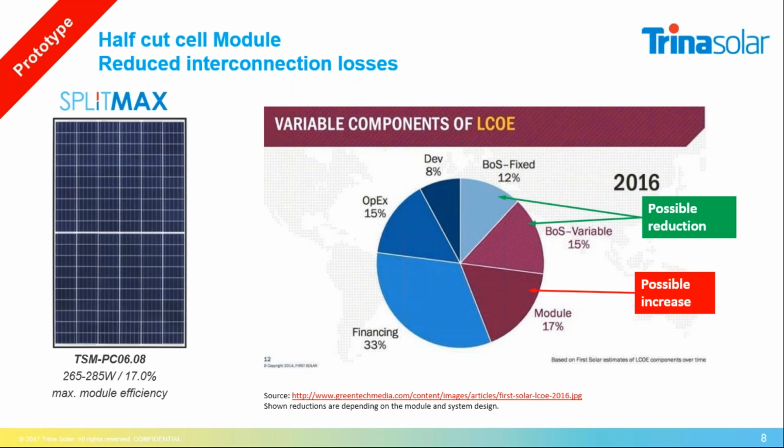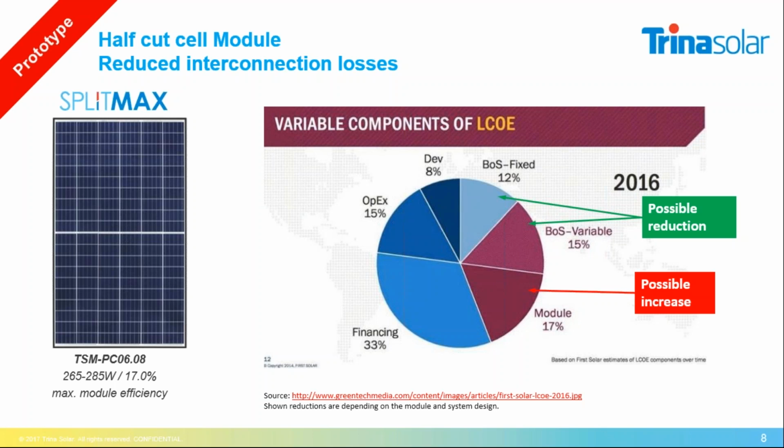Then we have the Splitmax. The Splitmax is a half-cut cell module. It reduces the interconnection losses. What does it mean? Interconnection losses means the current gets built up over the cell. If you compare it with a cable, and you divide the length by half, so you have a cable with only 50% of the length of our other cable, the losses are reduced. And the same happens here. That means one advantage is the reduced interconnection losses. That increases the power by approximately 5 watt.